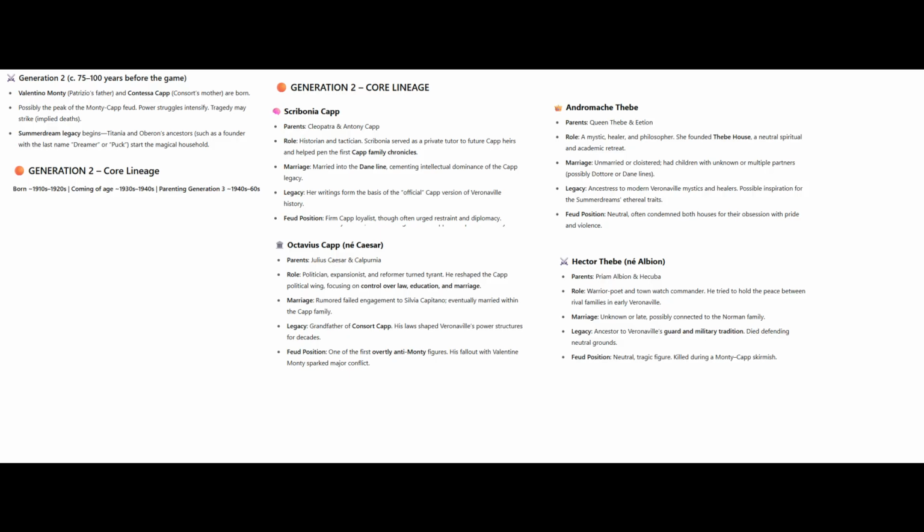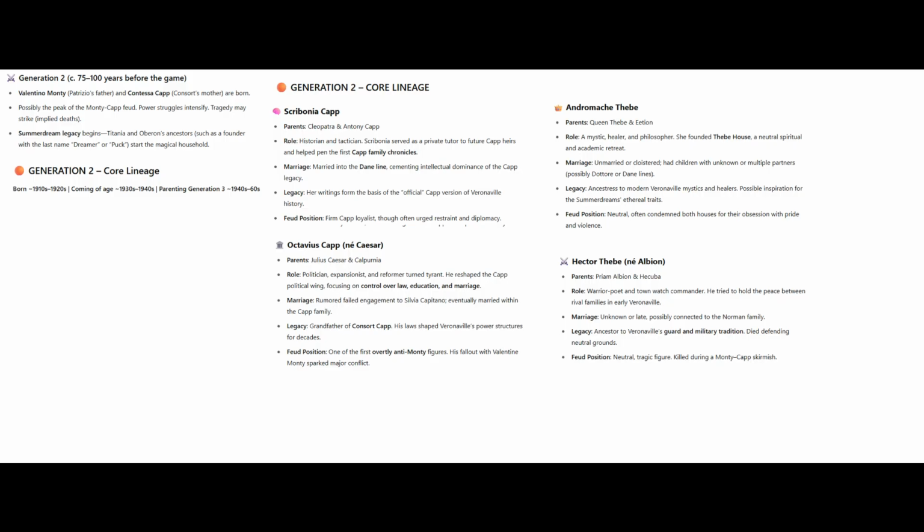Octavius Cap, née Caesar. His parents are Julius and Calpurnia Caesar. Role. Politician. Expansionist and reformer turned tyrant. He reshaped the Cap political wing, focusing on control over law, education, and marriage. Marriage. Rumored failed engagement to Silvia Capitano.